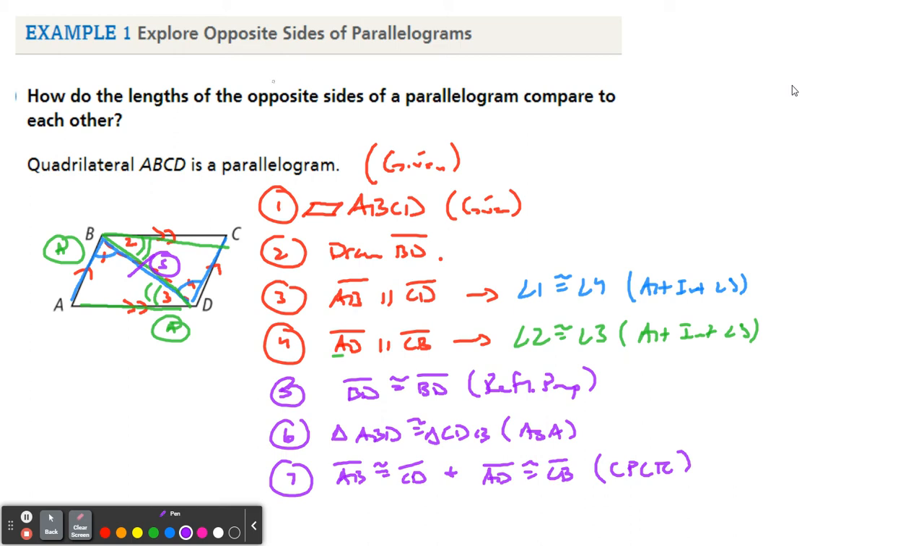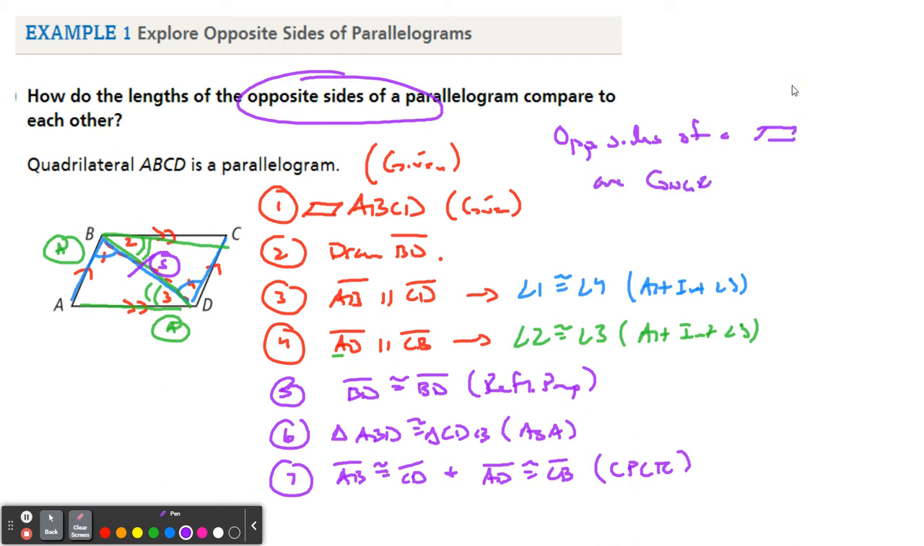So how do the lengths of opposite sides compare? We just proved that the opposite sides of a parallelogram are congruent. That's an E, sorry. That's terrible. Are congruent.